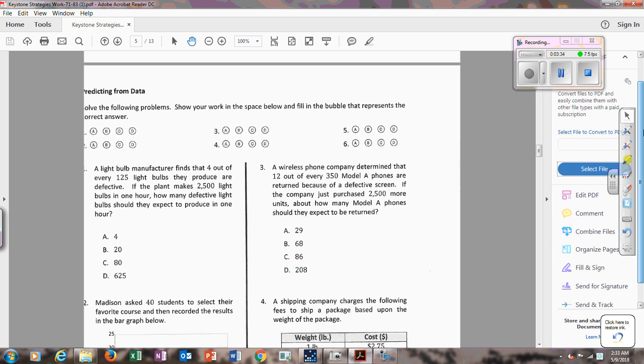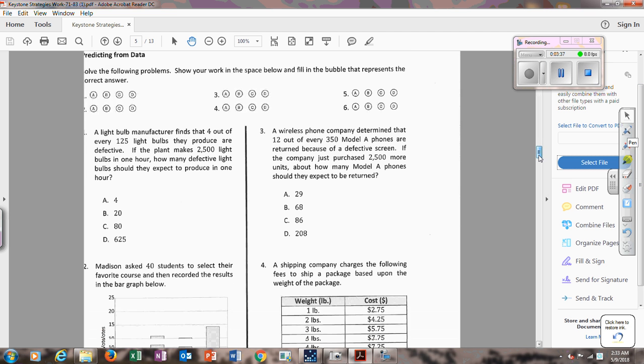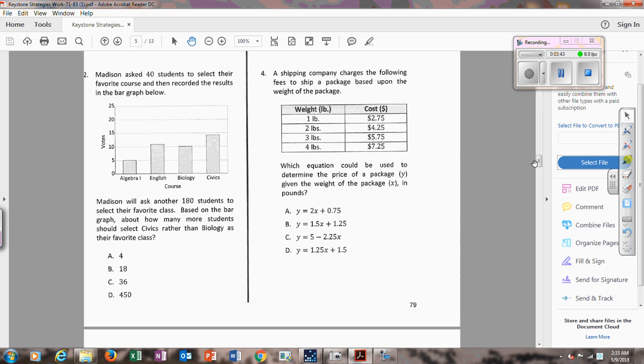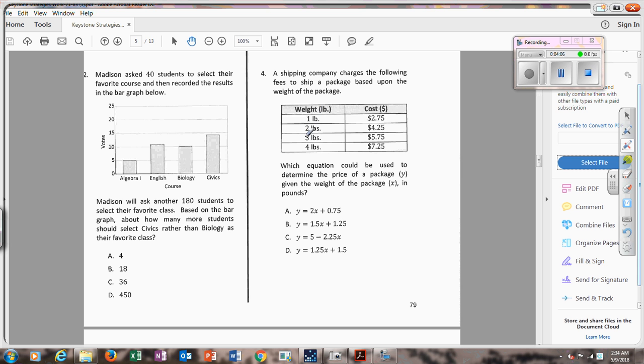Number four. A shipping company charges the following fees to ship a package based upon the weight of the package. Which equation could be used to determine the price of a package Y given the weight of the package X in pounds? Okay, so number four, just check and see what it goes up by each time. So your weight goes up by 1 each time, and your cost goes up by $1.50. So basically, all you need to know is whichever one goes up by $1.50 each time.